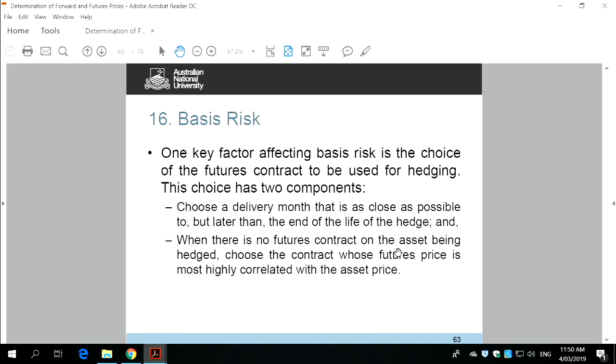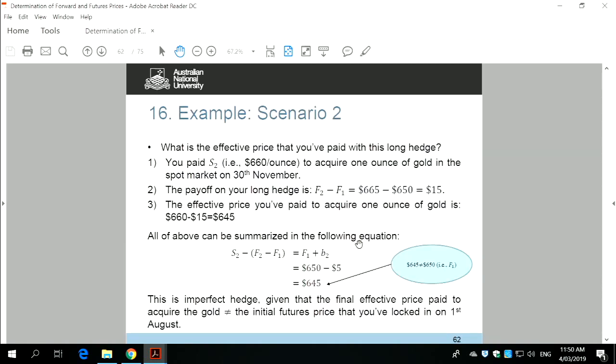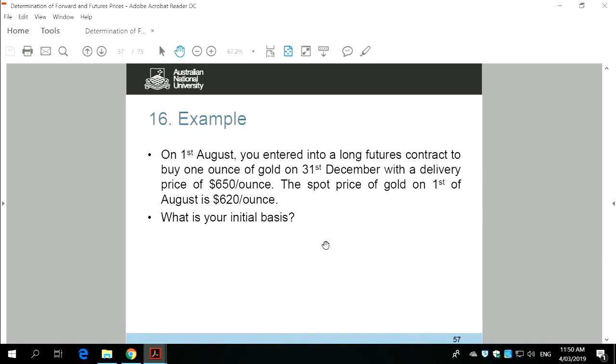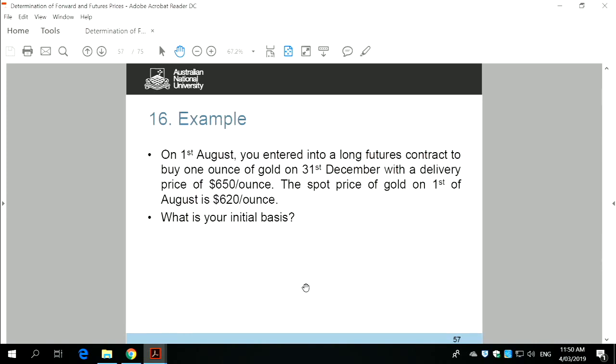Okay, so I will come back to this equation later, so don't worry about the notation for now, because I will cover the same question, a different but similar question, in the workshop this Thursday. But for the moment, just let that sink in, right? The reason why you have an imperfect hedge is because you close out your contract early. The reason why you close out early is because there's no contract with delivery on the 30th of November. That's what's going on in the real world.